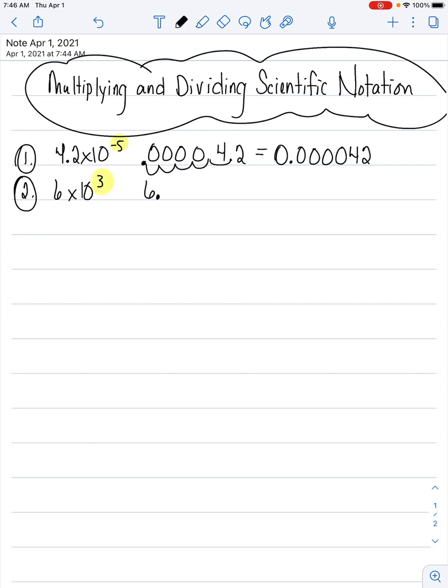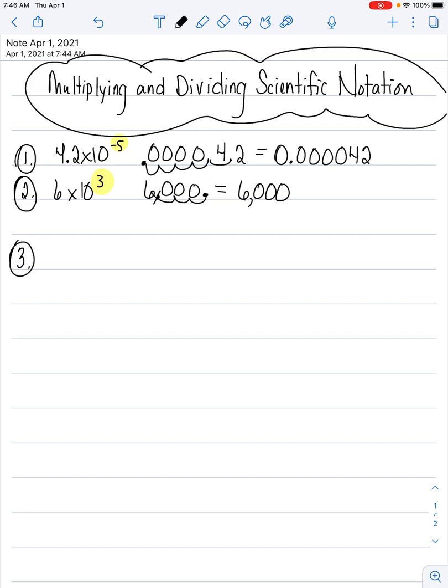Look at your exponent. I have an exponent of positive 3. Positive exponents mean I have a big number. Positive is to the right, 3 spaces. 1, 2, 3. So my new number, or my number in standard form, is 6,000.